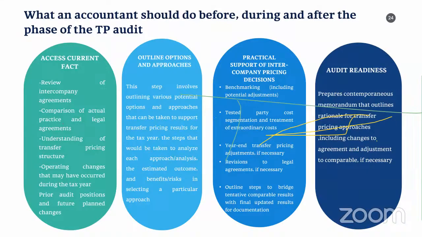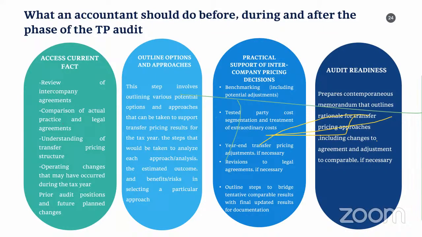Then we'll talk about the practical support of intercompany pricing decisions. We talk about benchmarking. Benchmarking is another area that takes a whole lot of time to explain. Then we talk about the tested party, cost segmentation and treatment of external costs, year-end transfer pricing adjustment if necessary, and revision to legal agreement if necessary. Then you outline the steps to bridge the tentative comparative result with the final updated result for documentation.